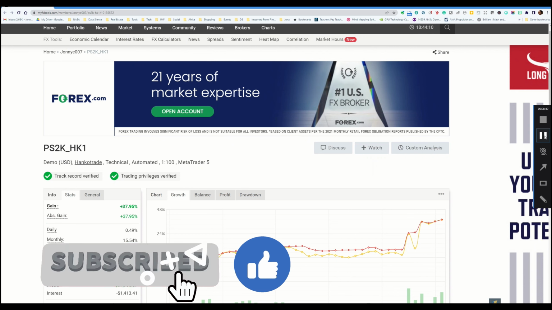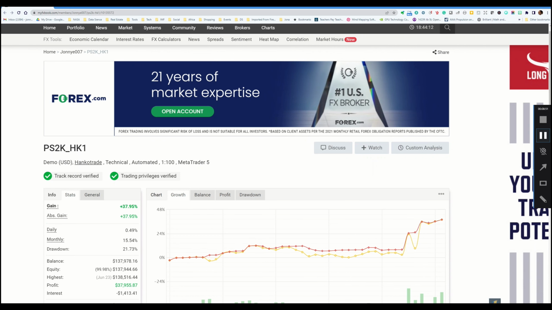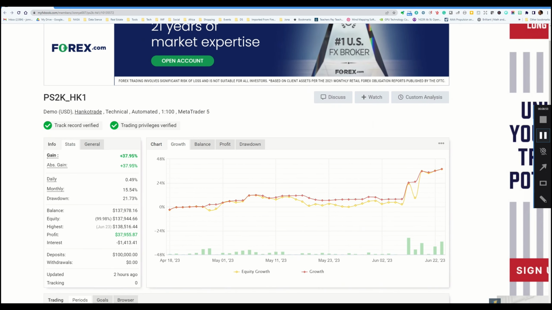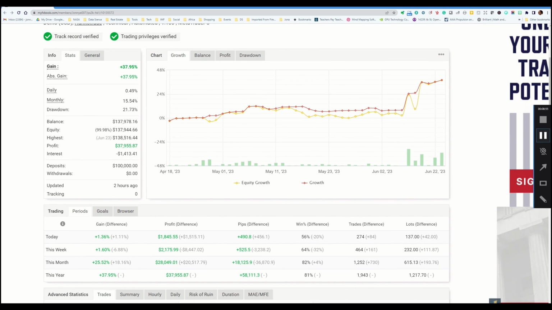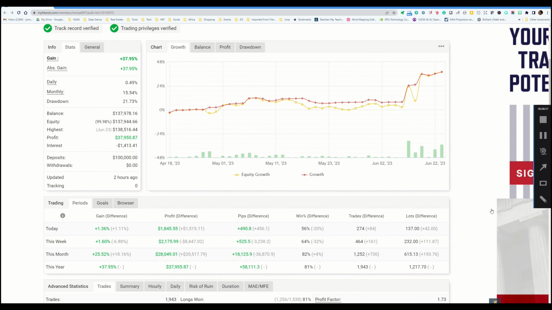Okay, so looking at the stats right here on my FX book account, you can see how the performance has been going. This account started in April. We're now towards the end of June, and we're at 37.9%, or basically 38%. So it started with 100,000. So far it's at 137,000.